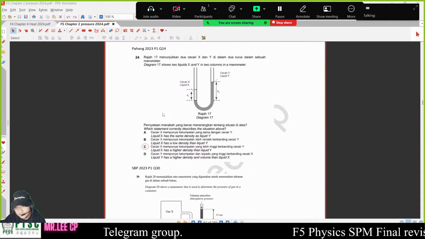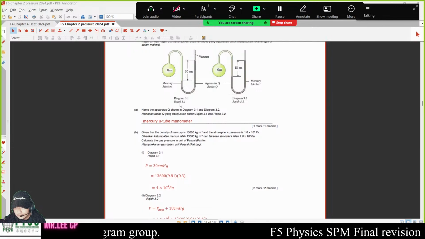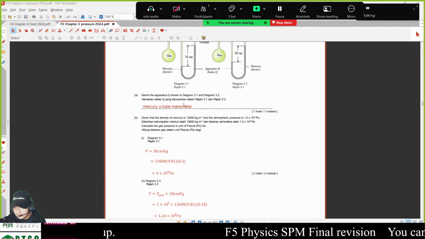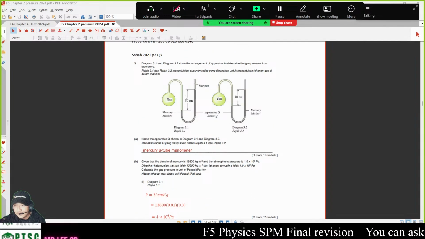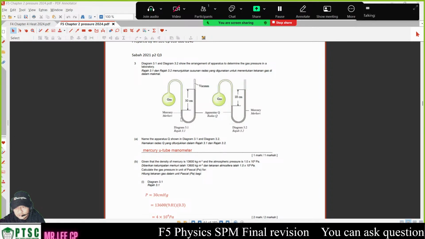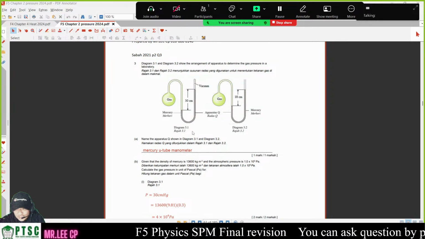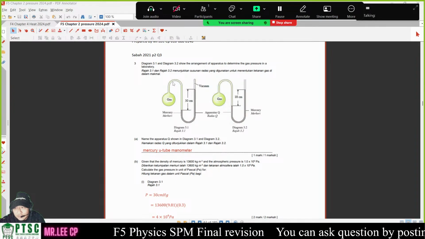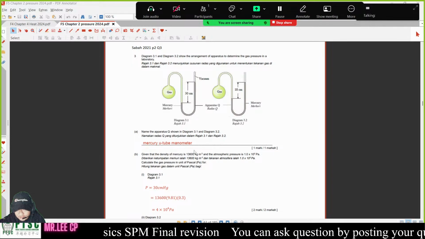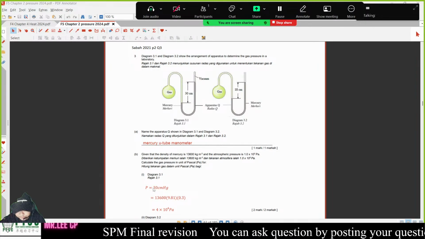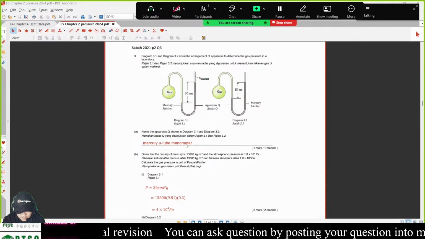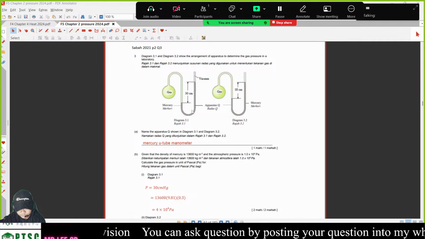This kind of question you know. Let me see. Okay, let's say I do one question. So name the apparatus of Q. Q is the U-tube manometer, right? Now calculate the pressure in Pascal in 3.1. The pressure, they said in Pascal, so 30 cm of mercury.